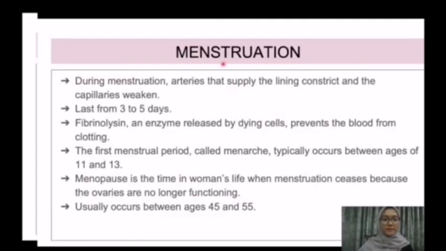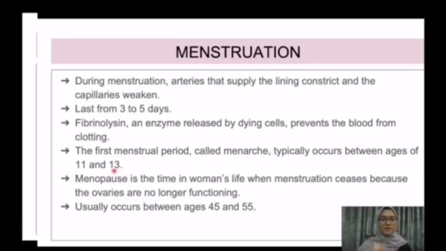For menstruation, what happens is arteries that supply the lining constrict, and capillaries weaken, and menstruation usually lasts from 3 to 5 days. Also, the dying cells release an enzyme called fibrinolysin that prevents blood from clotting. The first menstrual period, which every woman has experienced in their lifetime, is called menarche. Menarche typically occurs between the ages of 11 and 13.